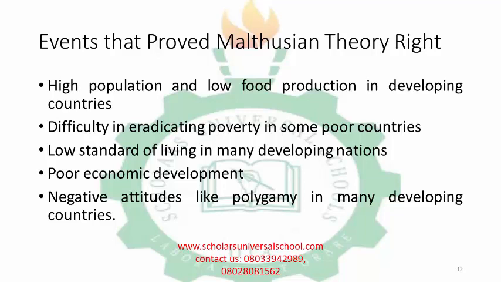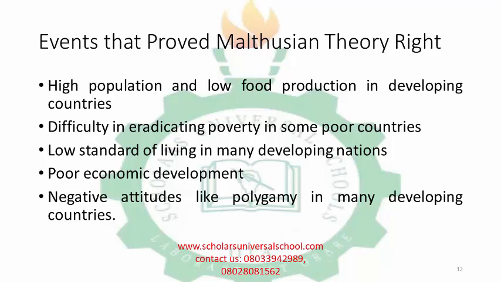Then we also have poor economic development in most developing countries, which has also helped to prove this theory to be right, that the increase in population size being higher than increase in food production will reduce the standard of living of the people living in that country. Now, the final event that has proved Thomas Malthus to be right is a negative attitude like polygamy. We have so many people living in developing countries still practicing polygamy.